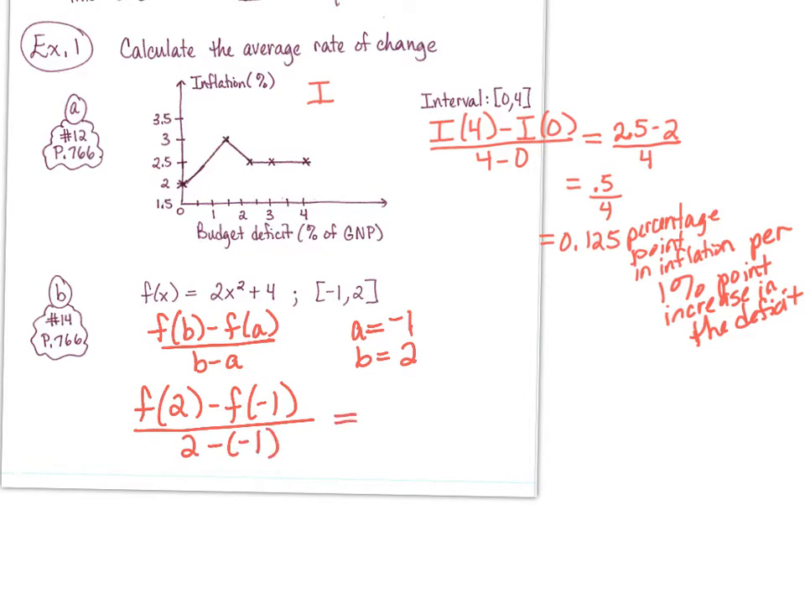F of 2, what did you get? 12. Very good. And then you're subtracting f of -1. What did you get for f of -1? 6. Good. All over 3. So you have 6 over 3, which is 2. Good. What questions do you have?